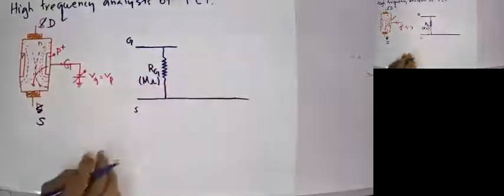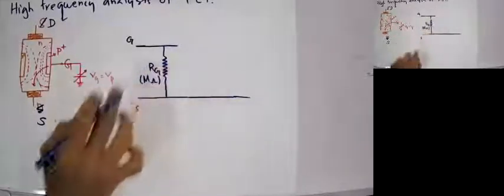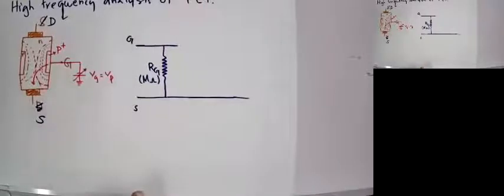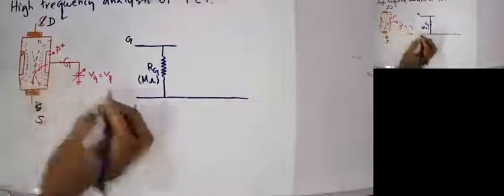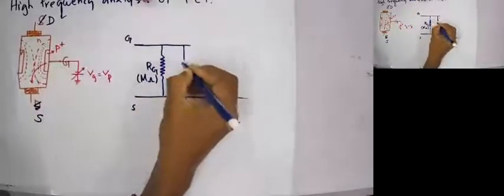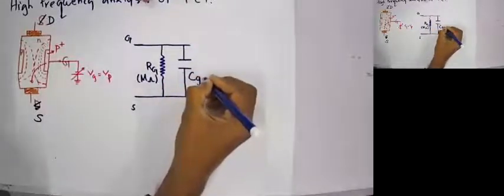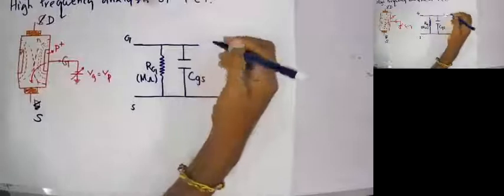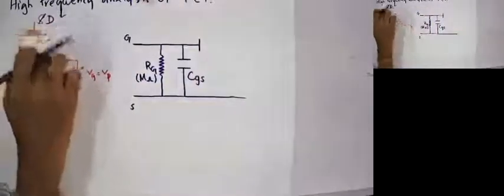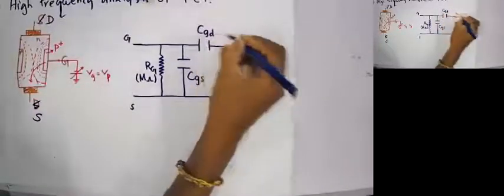So whenever we are doing circuits or examples, we can neglect this RG from our calculations. And since we have a depletion region, we are going to have a capacitor as well, which we can call CGS, the gate source capacitance. And then we have a gate drain capacitance as well, which is connected to the drain. This is CGD, and this is our drain, right?